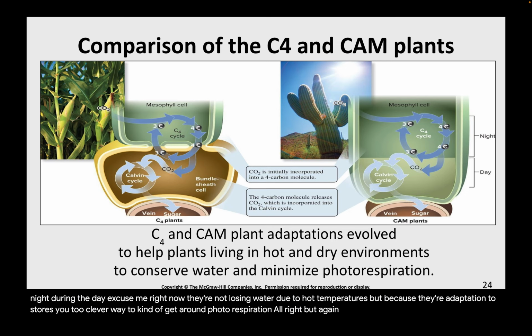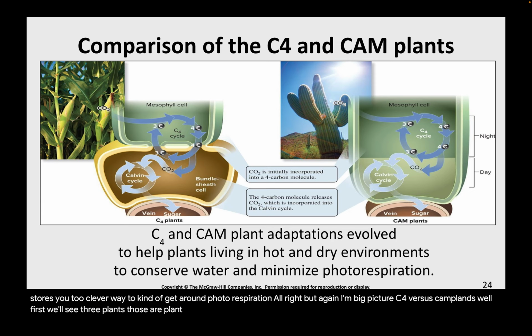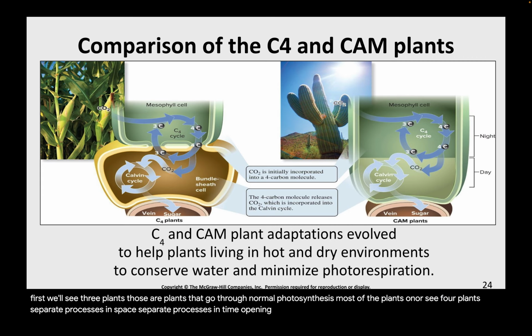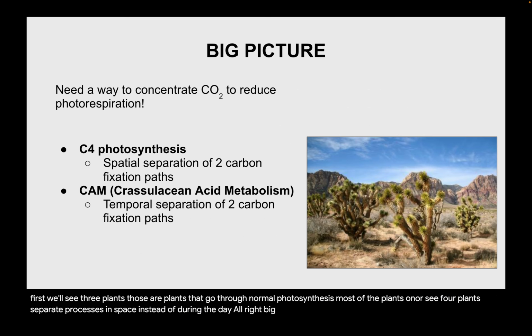All right, but again, in big picture, C4 versus CAM plants. First of all, C3 plants, those are plants that go through normal photosynthesis, most of the plants on Earth. C4 plants separate processes in space, right? So mesophyll cell versus bundle sheath cell. CAM plants separate processes in time, opening stomata at night instead of during the day. All right, big picture again, separation in space versus separation in time.